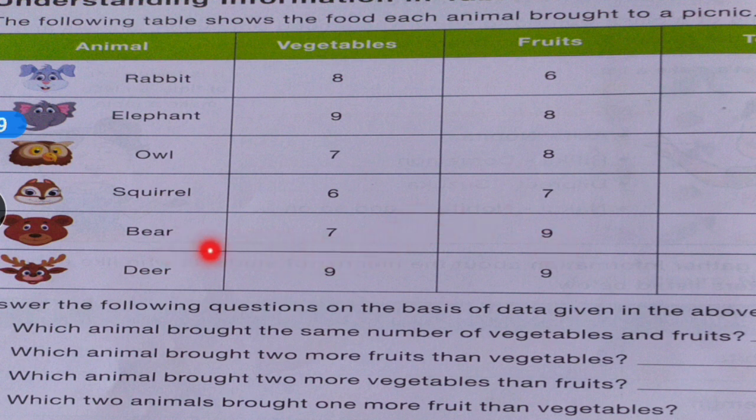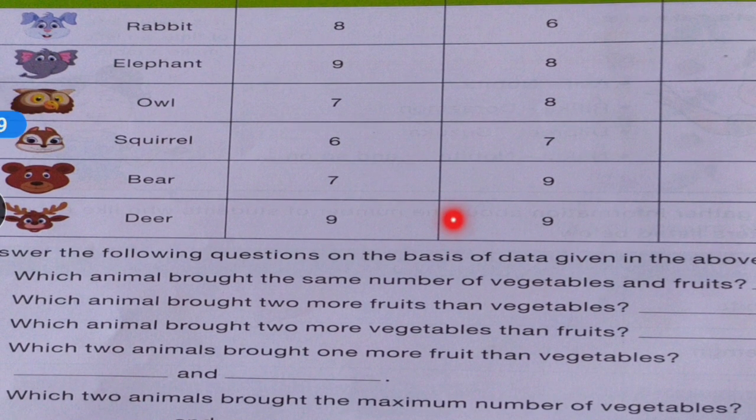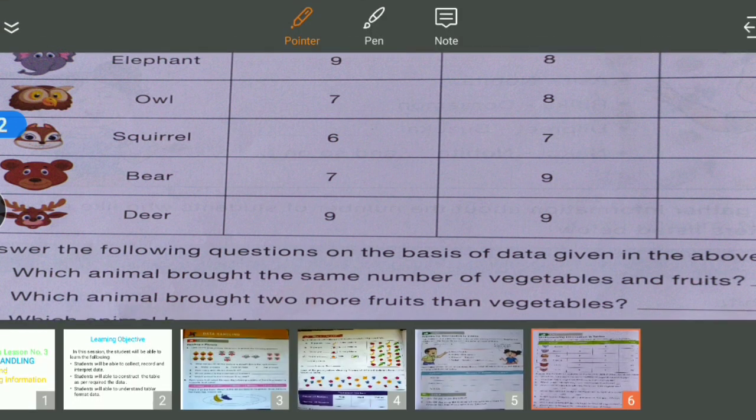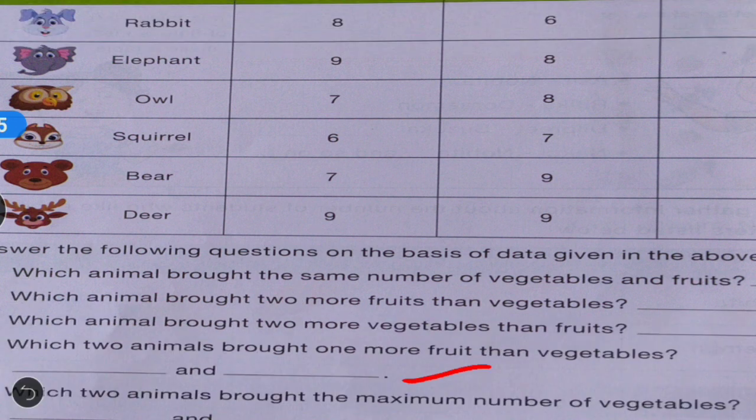Here you can see a bear. The bear has 7 vegetables and 9 fruits. Yes, 7 plus 2 is 9, which means 2 more fruits than vegetables. The bear has 2 more fruits than vegetables. The correct answer here is the bear. Now here you can write bear. And for the question which animal brought the same number of vegetables and fruits, the answer is deer.